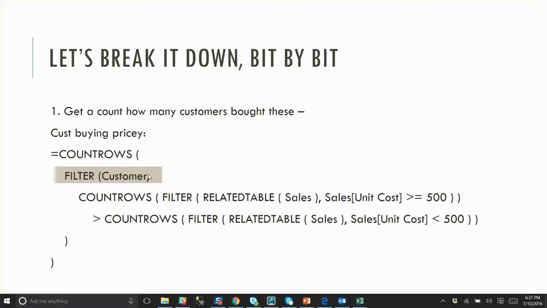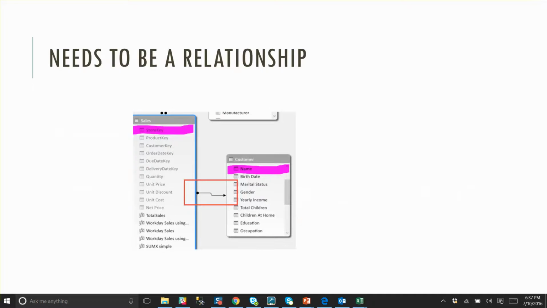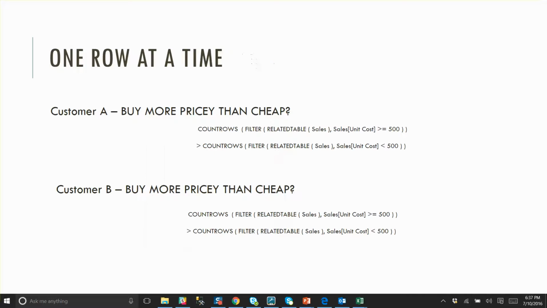To get a count of how many customers bought these, we need to filter on the customer table. So FILTER is an iterator, remember, and what's going to happen is it's going to go for each customer and take this expression and ask, is this true or false? And if it's true, it's going to count it as 1. So there needs to be that relationship, of course, between the sales table and the customer table. Going through one row at a time, customer A, did they buy more pricey products than they bought cheap products? There's that COUNTROWS.